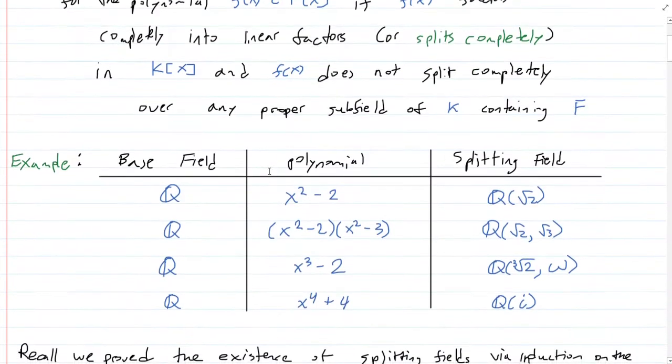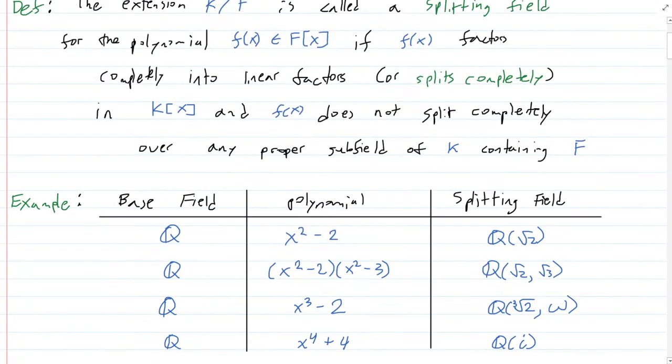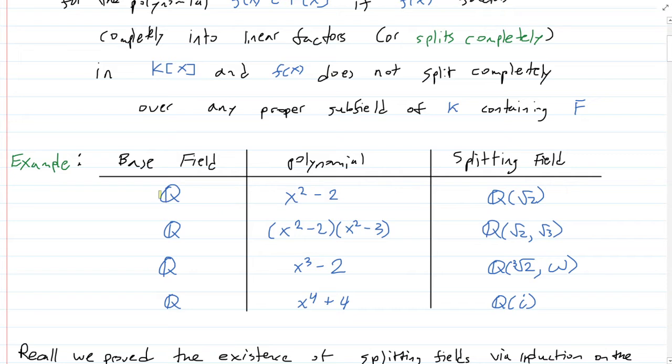So here are some examples. We start with the base field. This is the field F, right? So the ground field or base field is going to be Q in all of these cases. And then we have to consider a polynomial. So the first, let's consider the polynomial x squared minus 2.